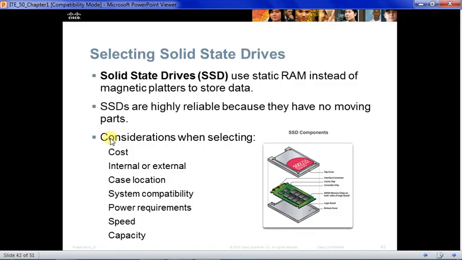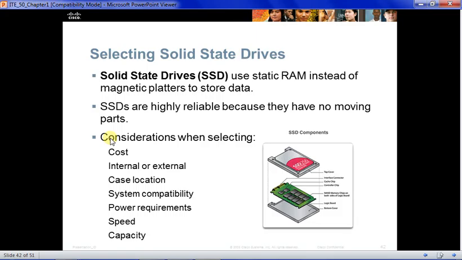Then we have solid state drives. Solid state drives use static RAM instead of magnetic platters to store data. There are a couple advantages for this. They are going to be quieter and they're going to use less power. They're more reliable because they have no moving parts, so that means they're not going to fail as frequently.